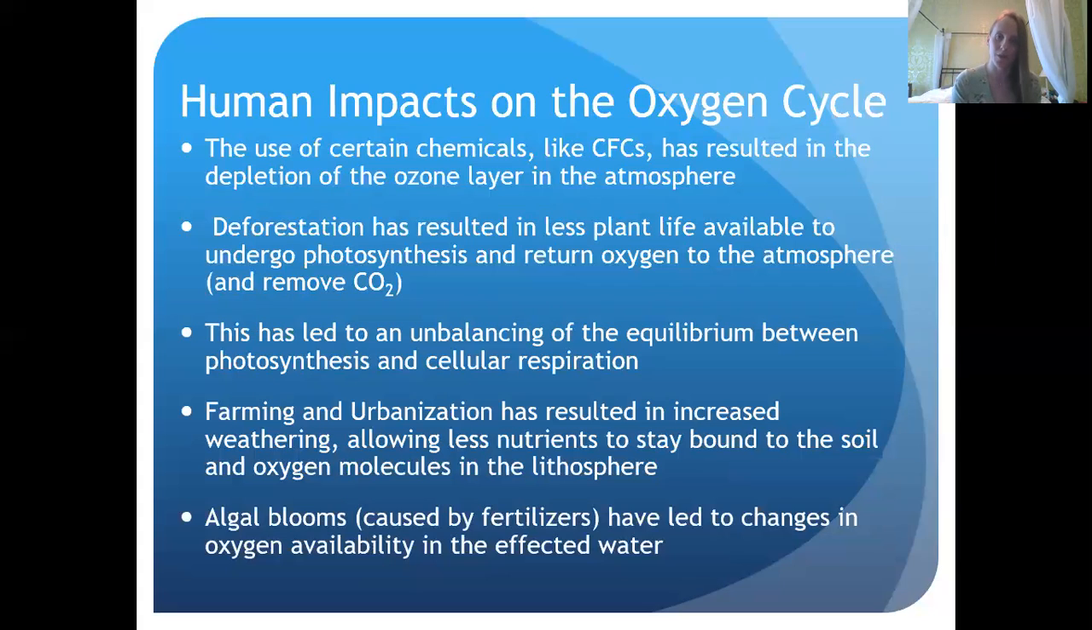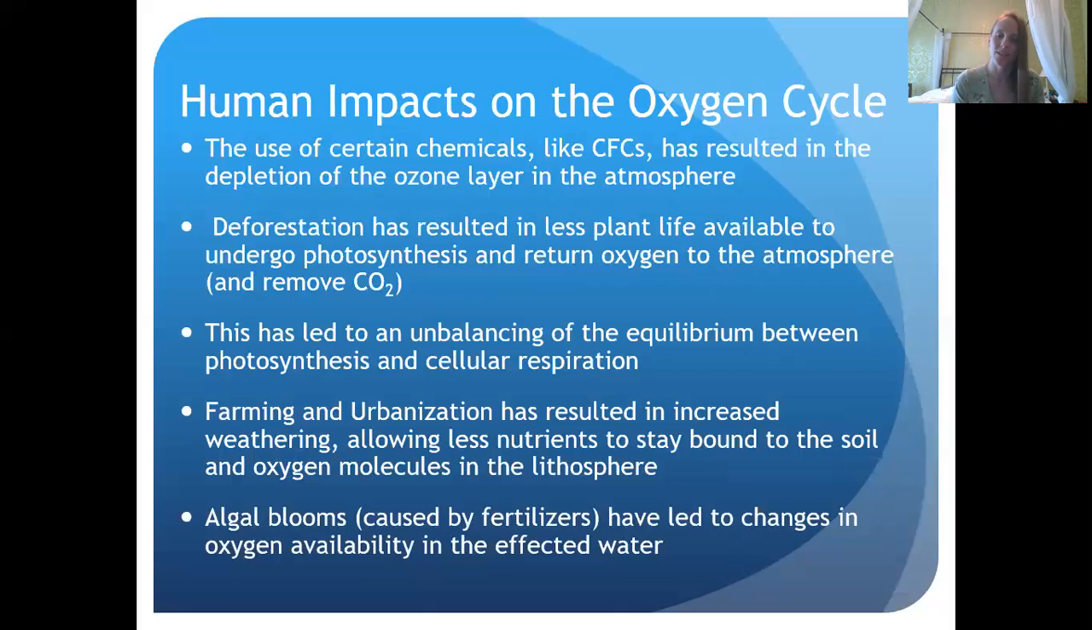Deforestation, we already talked about in the carbon cycle, but essentially the more trees you cut down, the less photosynthesis that's happening, therefore the less oxygen that's being returned to the atmosphere, also the less carbon dioxide removed from the atmosphere. This has led to an unbalancing of the equilibrium or the stability that existed between photosynthesis and cellular respiration.